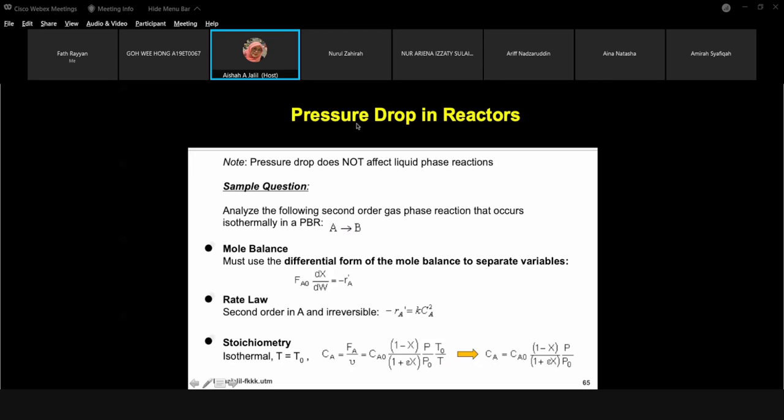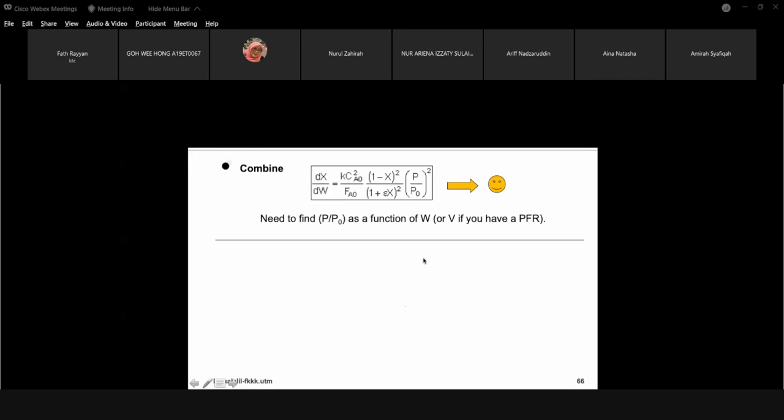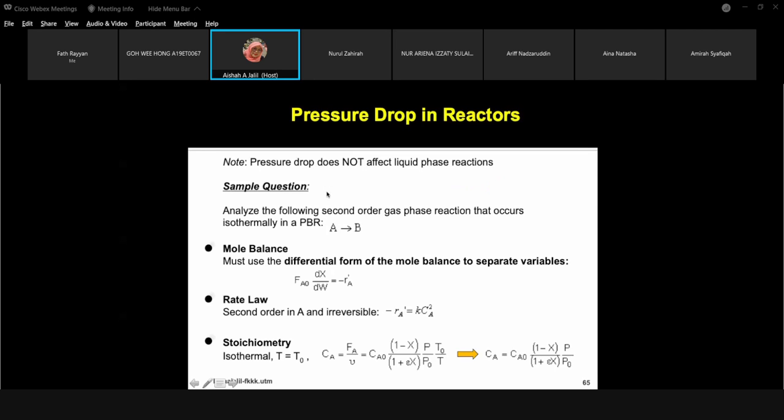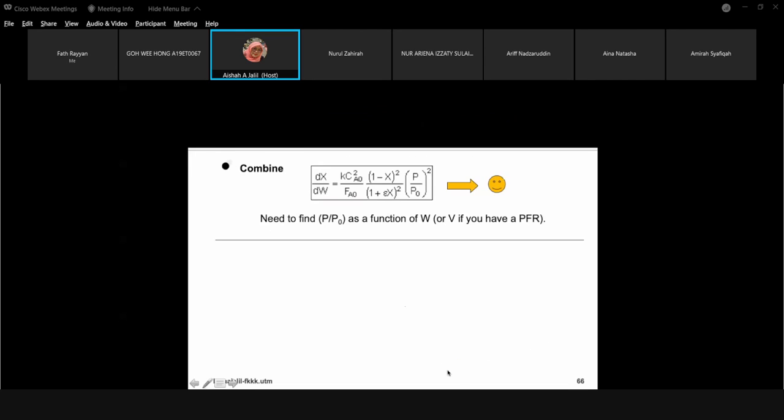But now, because of the pressure drop, we have to consider the P. So the last stoichiometry becomes like this. When you combine this, you can get negative r_A. You put this in, so C_A is the C_A from here. Then you put it here, and you can get the last one. We need to find P over P naught as a function of W, or V if you have a PFR.